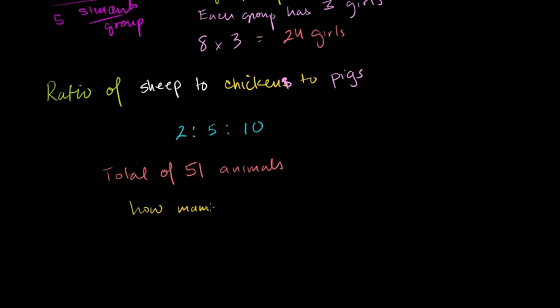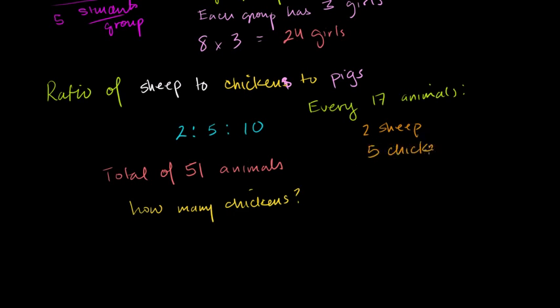How many chickens do I have? Well, we do the same idea. For every 2 sheep, I have 5 chickens, and I have 10 pigs. That tells me for every group of 17 animals, what do I have? And where did I get 17 from? I just added 2 plus 5 plus 10. So for every 17 animals, I am going to have 2 sheep, 5 chickens, and 10 pigs.